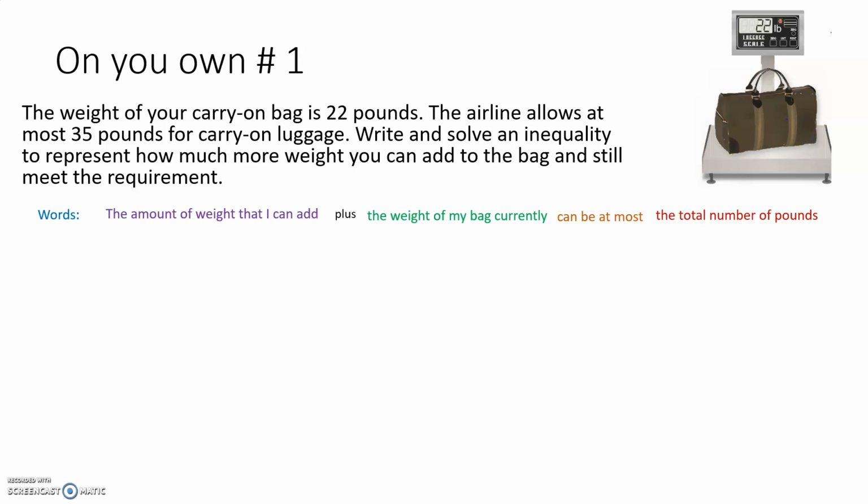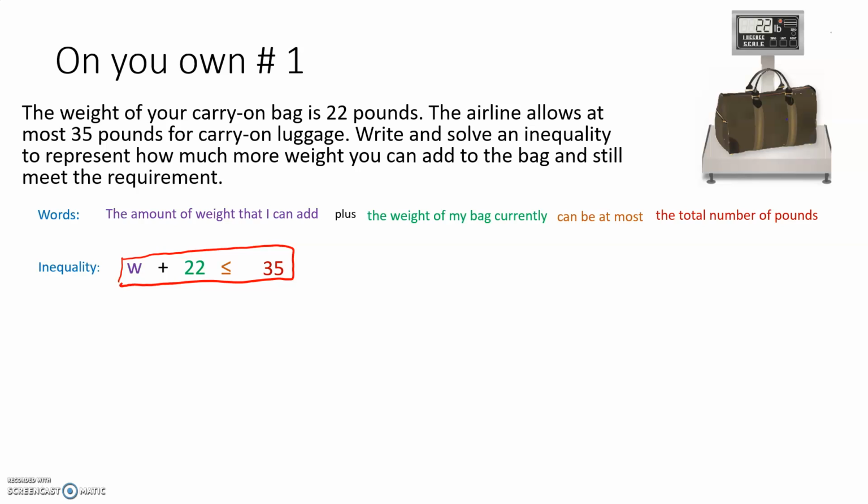I'm going to go ahead and build my inequality. W, which I'm using as my variable for the weight that I can add, plus 22 pounds, what I have already, is less than or equal to 35 pounds. So I did the first part of my problem: I wrote my inequality. I'm going to box this off so I know to come back to it when I'm completing my answer.